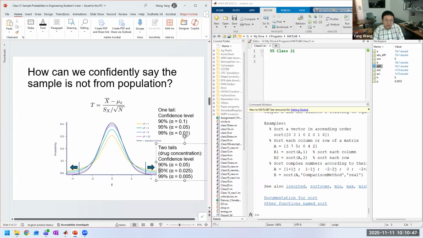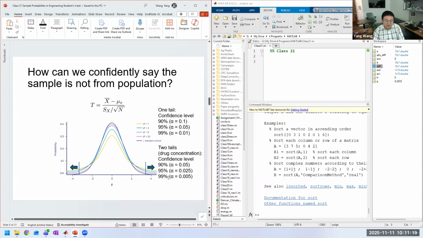Another example, let's say we're trying to make sure that there's a 95% confidence level that the drug concentration is within the targeted range. Then we need to make sure that the area below the negative critical T and the area above the positive critical T each should be smaller than 0.025, okay? Because if you add these two areas together, they represent 5%, and that means that the rest of the T values will represent 95%.